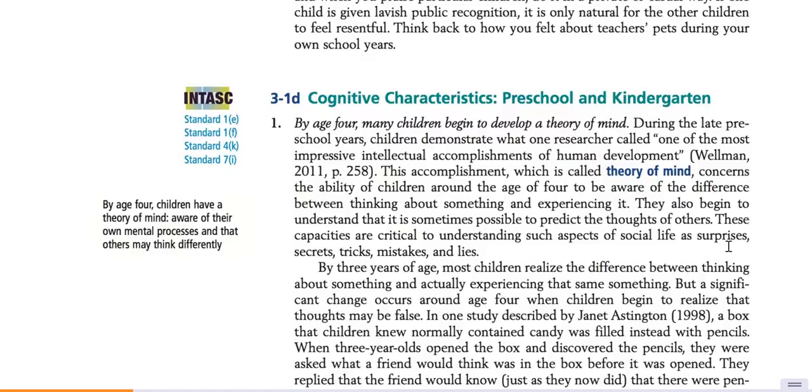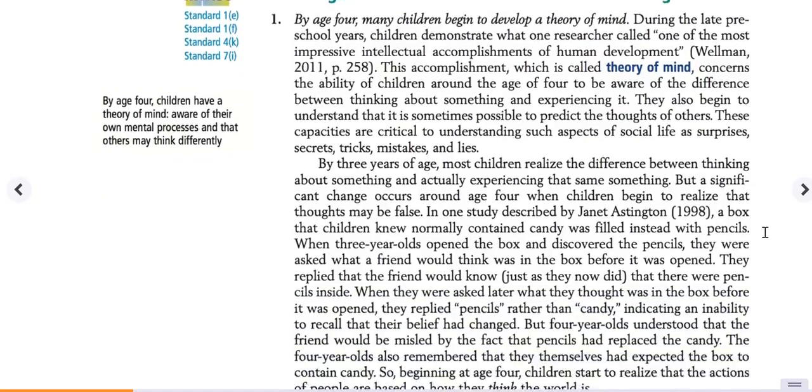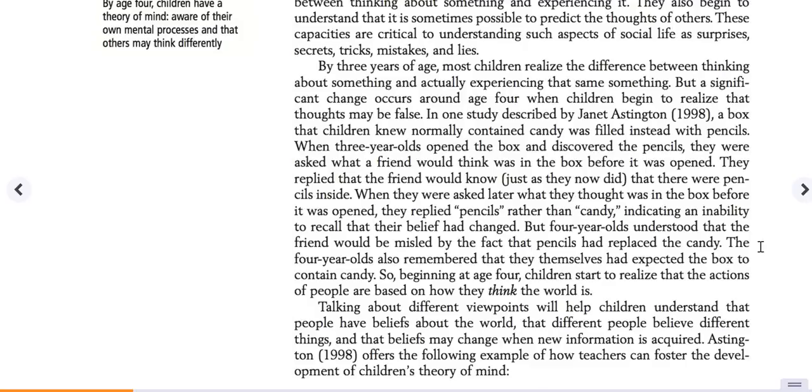These capacities are critical to understanding such aspects of social life as surprises, secrets, tricks, mistakes, and lies. By 3 years of age, most children realize the difference between thinking about something and actually experiencing that same something. But a significant change occurs around age 4 when children begin to realize that thoughts may be false. In one study described by Janet Astington, a box that children knew normally contained candy was filled instead with pencils. When 3-year-olds opened the box and discovered the pencils, they were asked what a friend would think was in the box before it was opened.